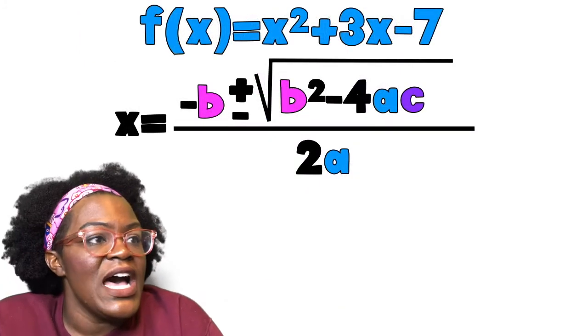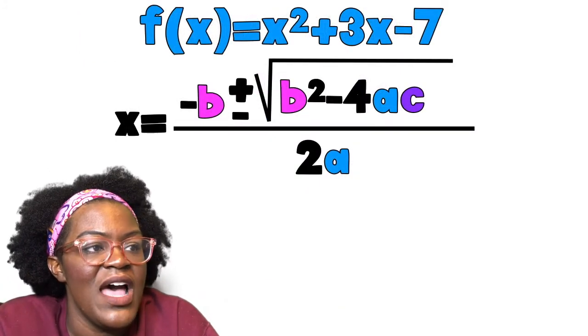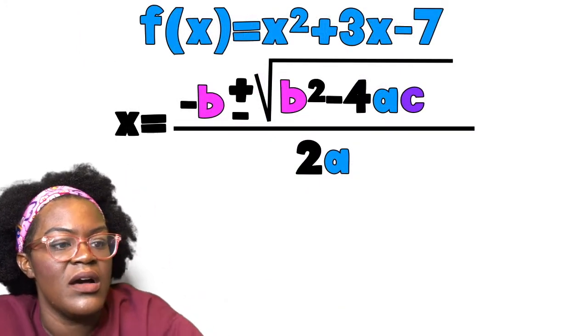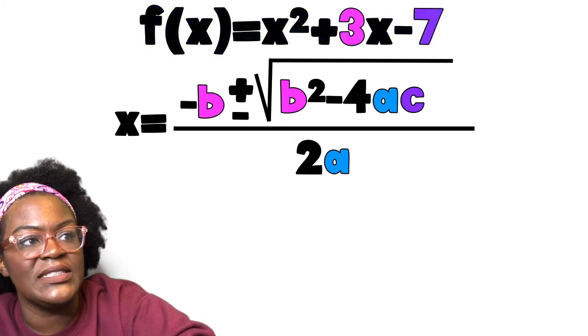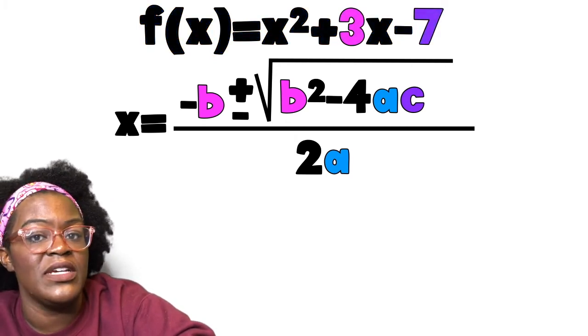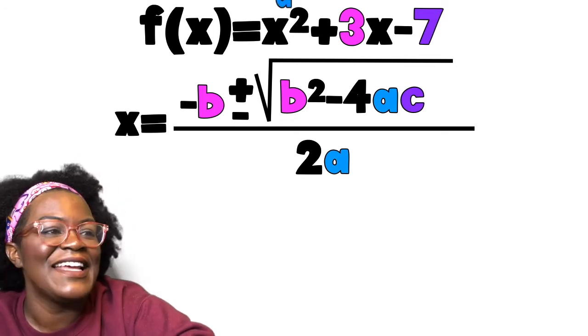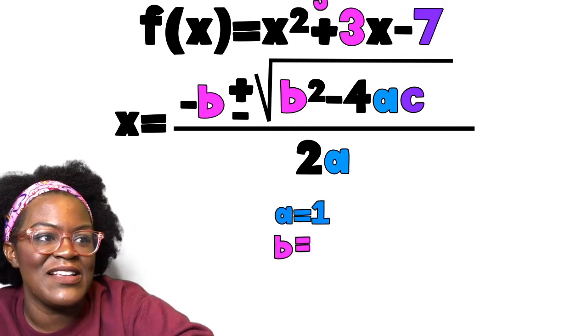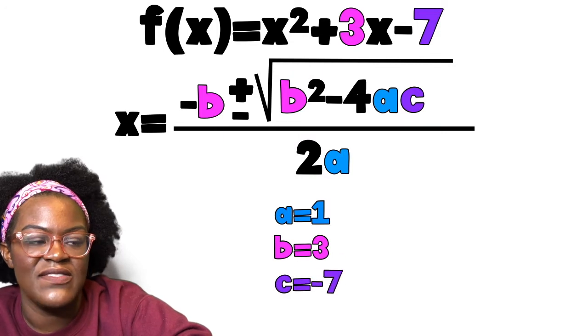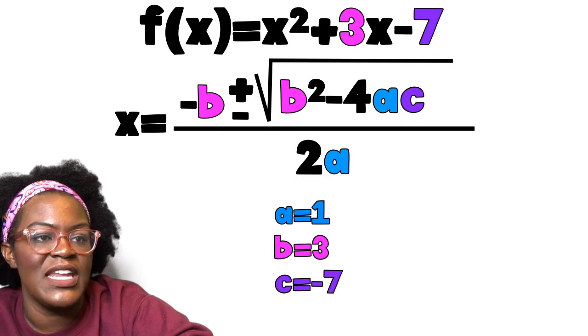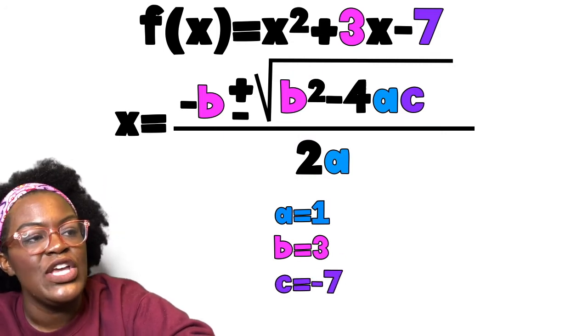Okay. X squared plus 3x minus 7. You need to decide what A is, what B is, and what C is. There's no A value here. So what is A? It's a 1. Good job. And then B is obviously 3. And then C is negative 7. I should have made the negative purple also. But you get it.